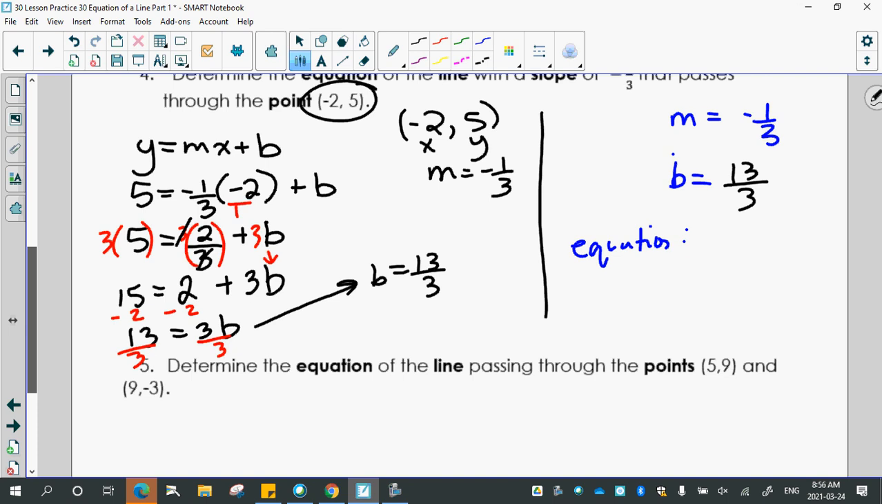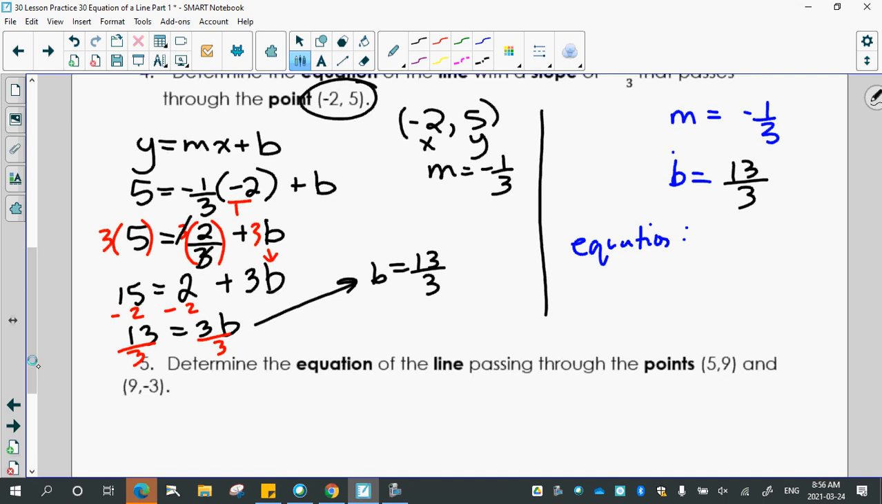So now I can fill in b. Once I know m and b, I can make my equation following this pattern, right? So I'll have y equals negative 1/3 x plus 13 over 3. So therefore, y equals negative 1/3 x plus 13 over 3.